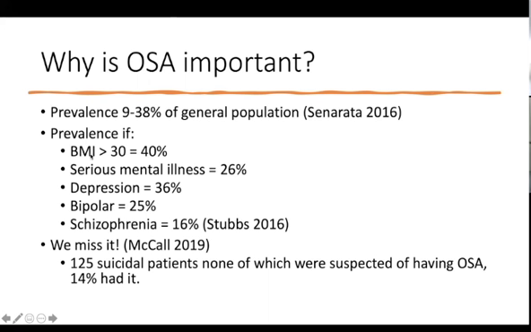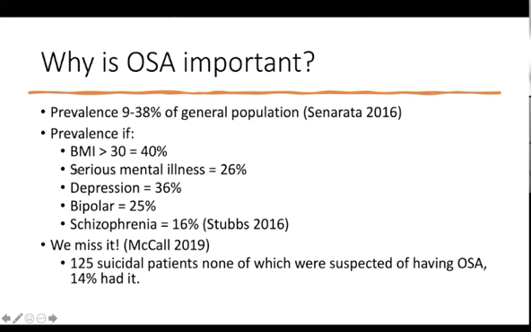It's of course more prevalent if the BMI is greater than 30. It's 40% prevalent. Serious mental illness, 26%. Depression, a little more than 1 in 3. Bipolar, 1 in 4. And schizophrenia, even 16%. Schizophrenics tend to have a poor diet. They tend to not take care of themselves. And then the medications that we add often make them gain a little bit of weight as well. These would be some of the reasons why schizophrenics also have sleep apnea, and why it's comorbid with it. So you can have both.